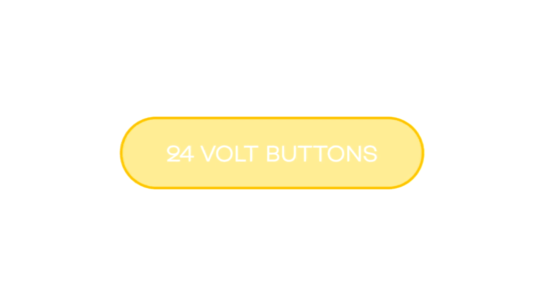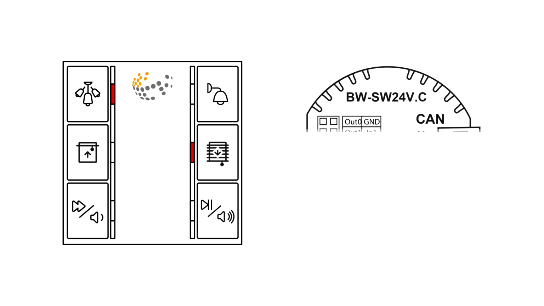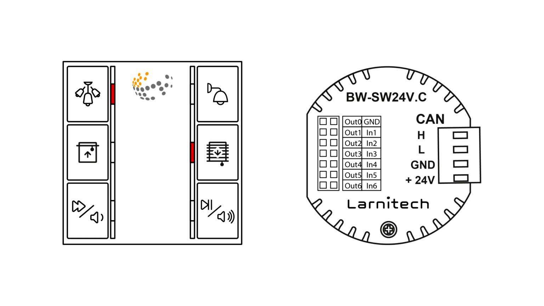24-volt buttons. Most manufacturers have buttons with 24-volt backlighting, and for integration, the BW-SW24 module can be used. Up to 6 buttons and 6 backlight LEDs can be connected to the module. Backlighting with both common anode and common cathode is supported.